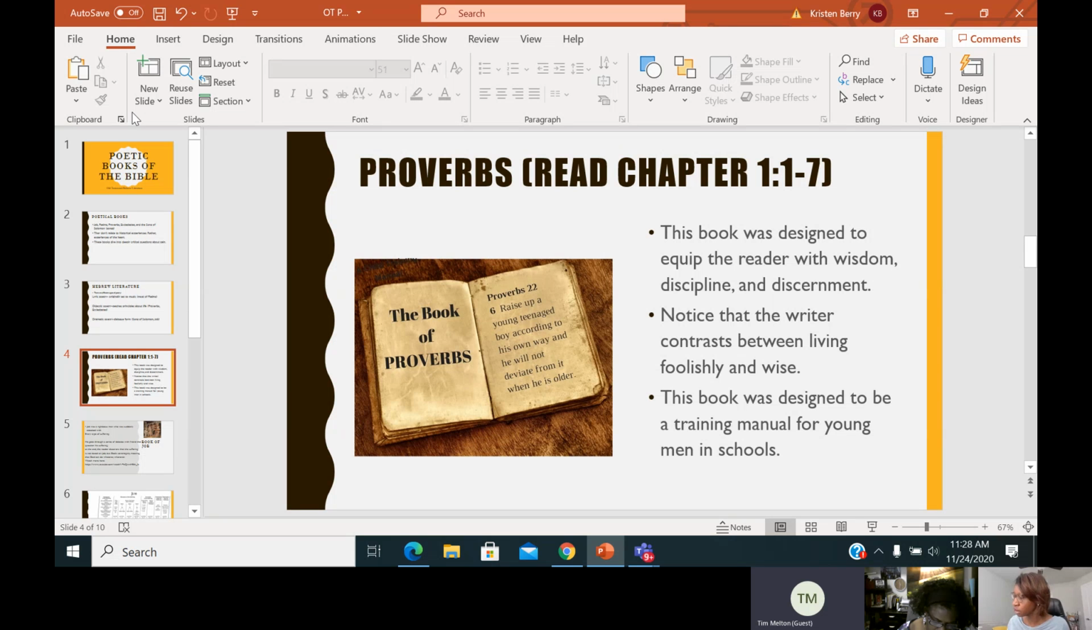Opal, can you read verse 20 and 21? Okay. Out in the open, wisdom calls aloud. She raises her voice in the public square. On top of the wall, she cries out. At the city gate, she makes her speech.